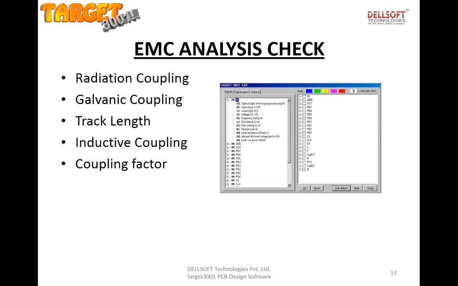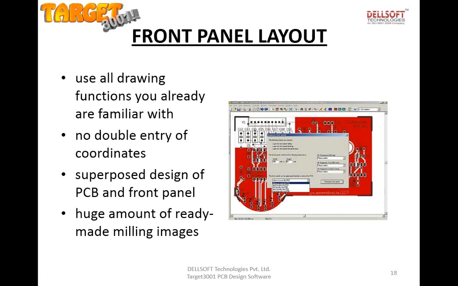And then the EMC analysis check is there, electromagnetic analysis, and that also has various parameters like radiation coupling, galvanic coupling, track length, inductive coupling, and coupling factors. So you can choose the EMC analysis check. Also, after the layout, you can create the front panel layout. There is a tab given there for creating the front panel layout. You don't have to hassle anymore. You can easily create the front panel layout.